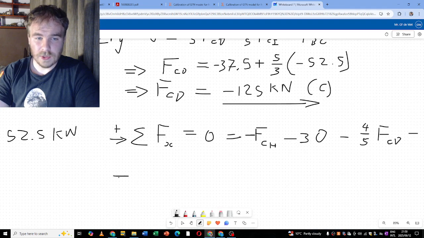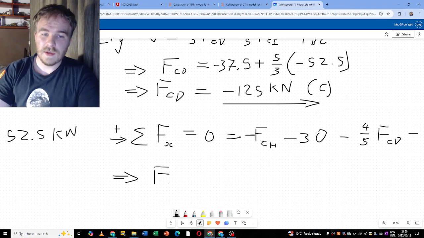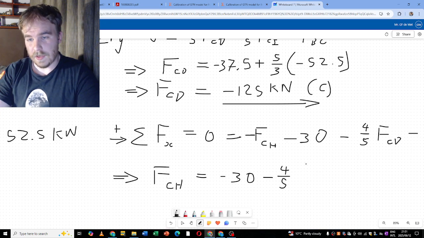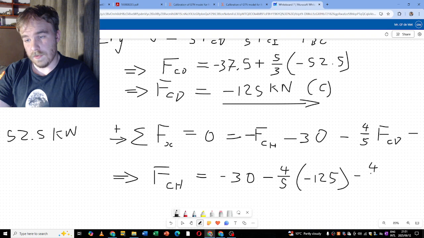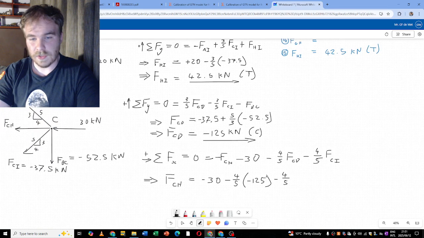Then we go and rearrange this thing a little bit, and we get FCH is equal to, we put it that way, so all these are going to stay the same because this is negative, minus 30 minus 4 over 5, and the value for FCD is minus 125, minus 4 over 5, and the value for FCI is minus 37.5.